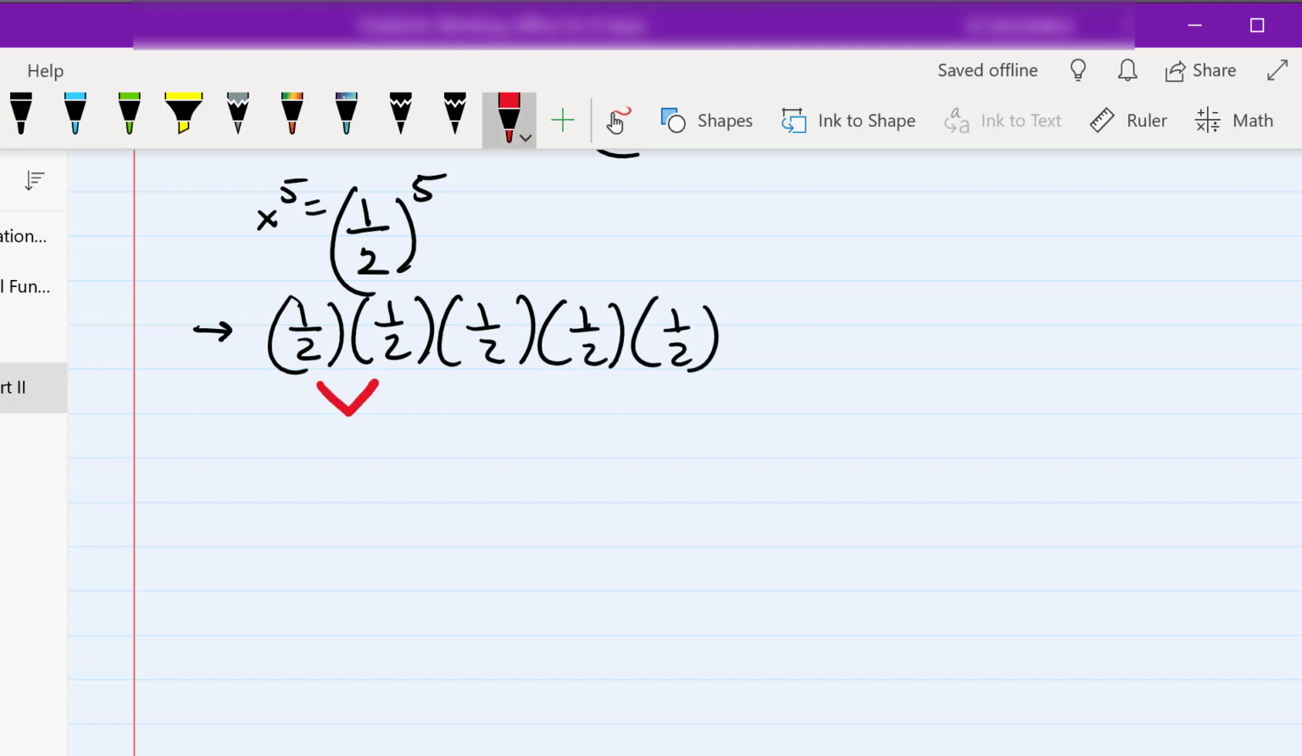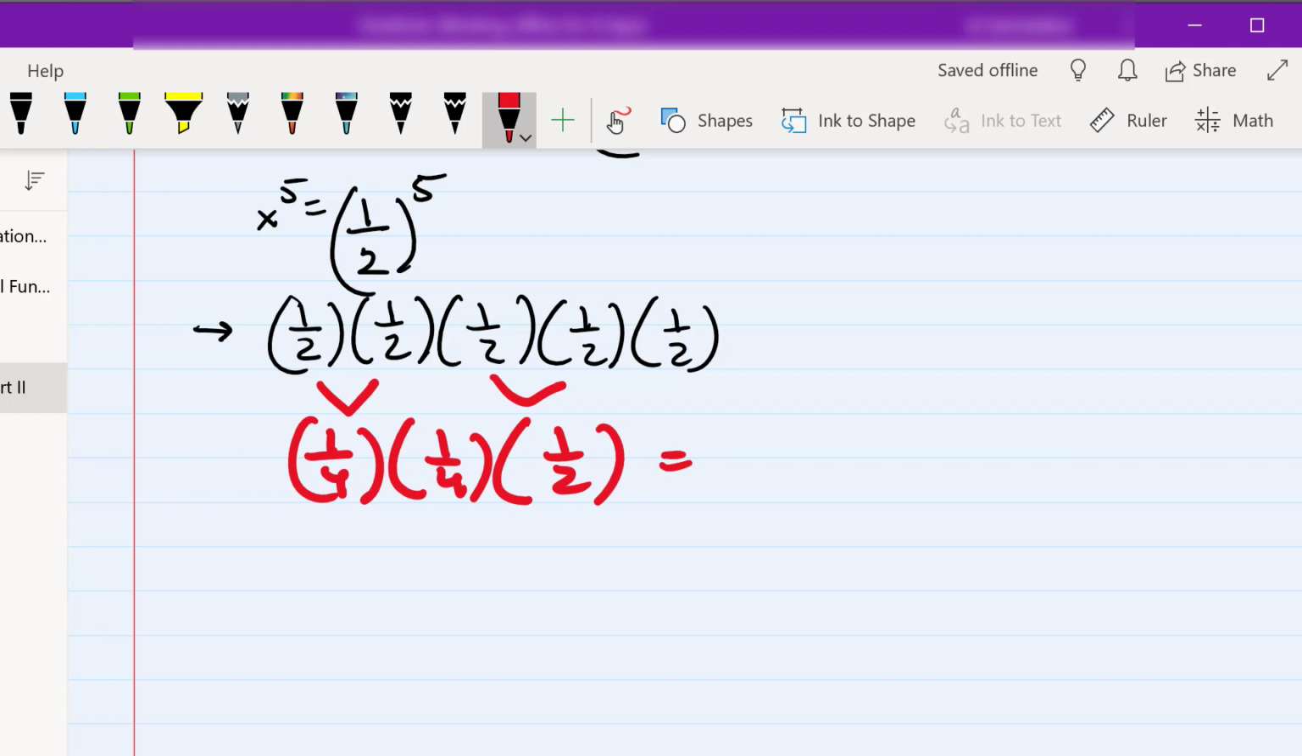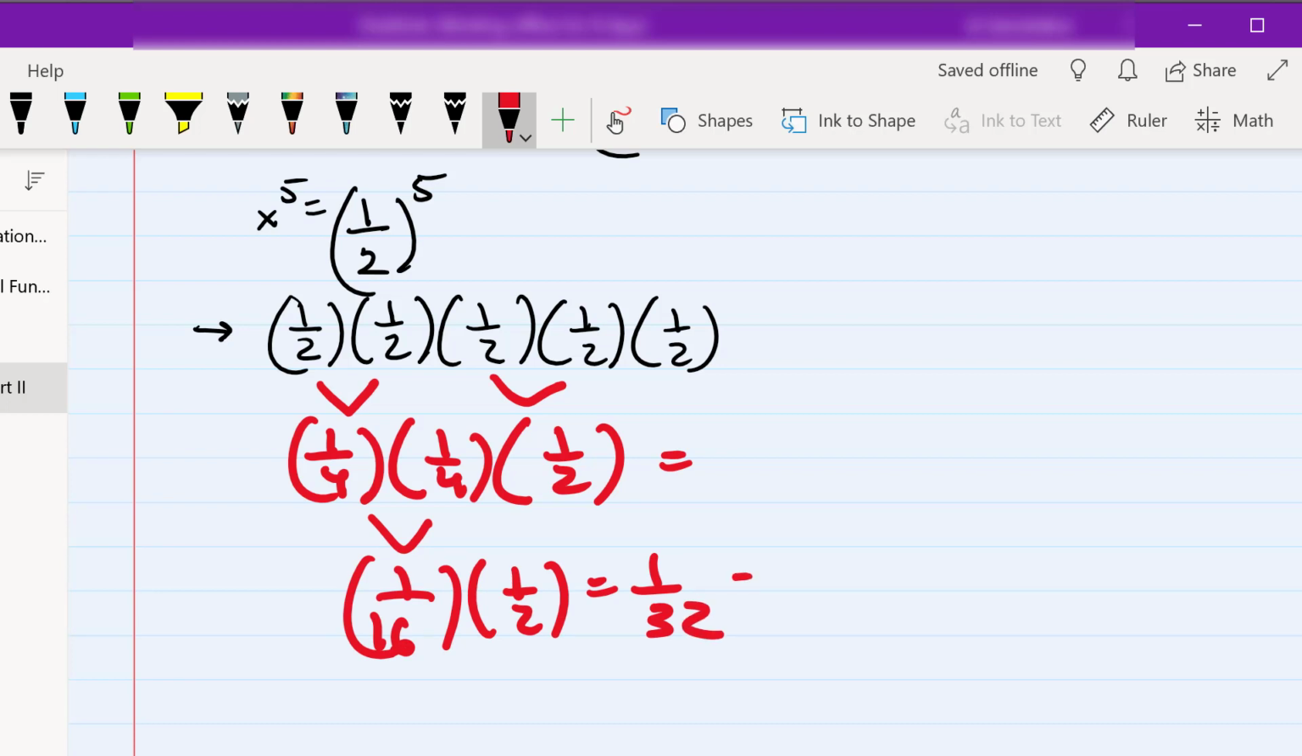One half times 1/2 is 1/4. 1/2 times 1/2 is 1/4. And finally, we have the last half here. Continuing, 1/4 times 1/4 is 1/16. Times 1/2 is 1 over 32, which is 1 over 2 to the fifth.